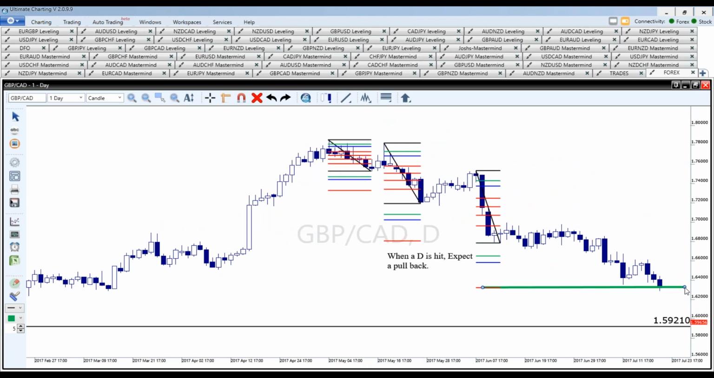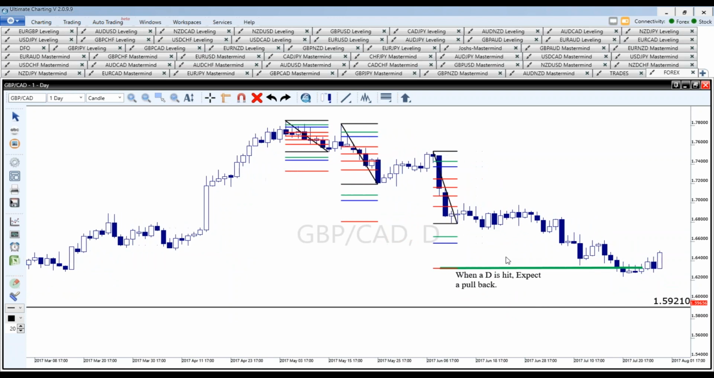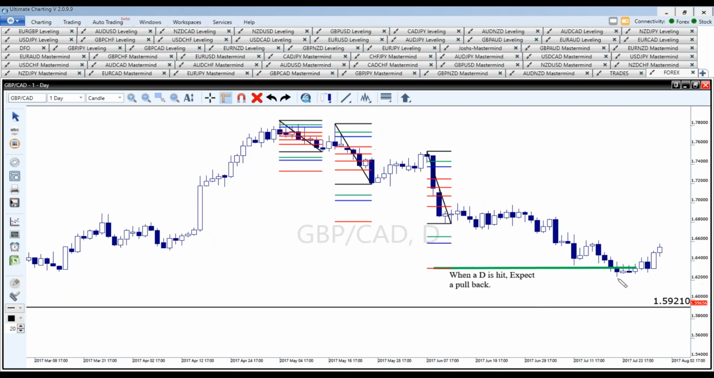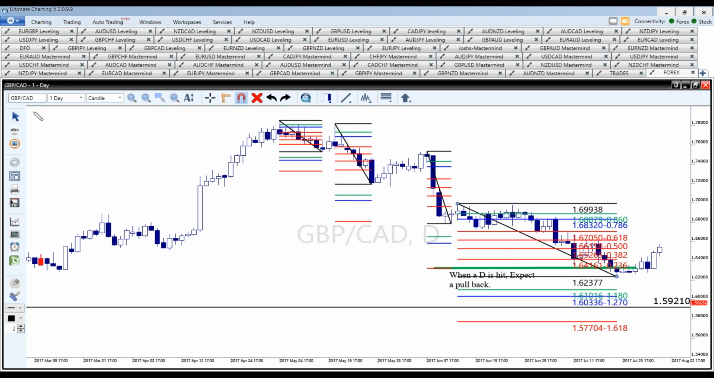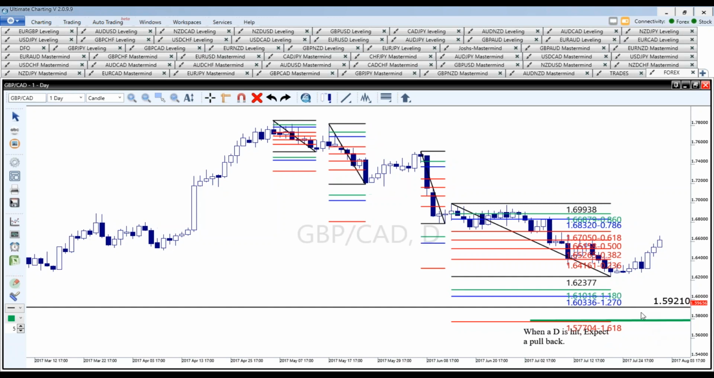Did the market hit the D extension? When a D is hit, expect a pullback. The market pulled back. This pullback was 300 pips. Type in a yes, you're starting to see a pattern between 200 and 300 pips worth of a movement. Okay, good. Now, if this D extension is hit, what do you expect should happen? A pullback.